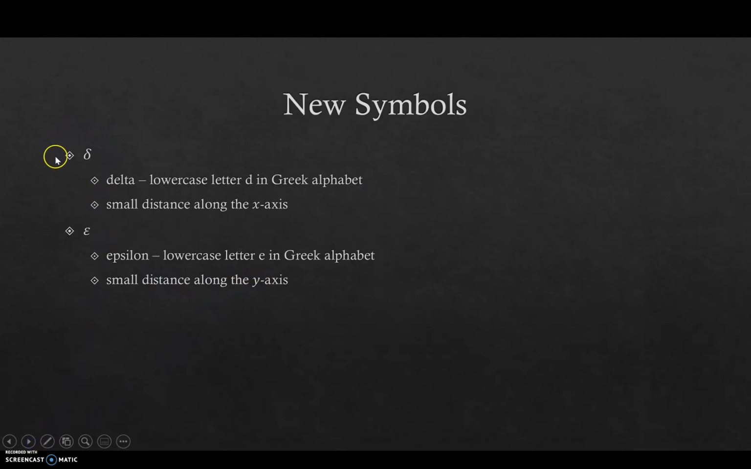Now, I'm going to introduce two new symbols. The first one is this kind of S-looking shape, or maybe you think it's a D with a curl. That's actually probably the most accurate because it is delta. It is the lowercase letter d in the Greek alphabet, and it's representing a small distance along the x-axis. We also have this backwards-looking 3, or perhaps it's a strange-looking E, which it actually is. It's epsilon, the lowercase letter E in the Greek alphabet. It's representing a small distance along the y-axis. Notice that both of these new symbols are representing small, positive numbers that are distances.